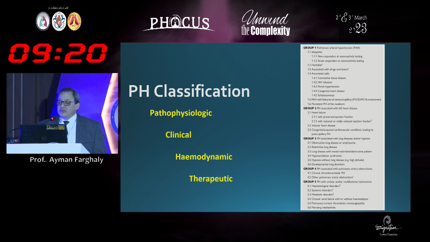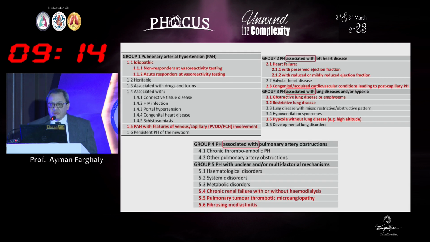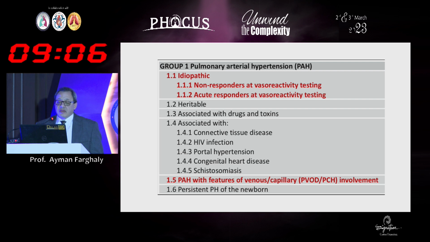So we need to know that these classifications are very important to put our patient in the appropriate group that needs special tackling and special treatment approach. When we go through group 1, we have the idiopathic, the heritable, the drugs and toxins associated, and associated with connective tissue, HIV, the same.